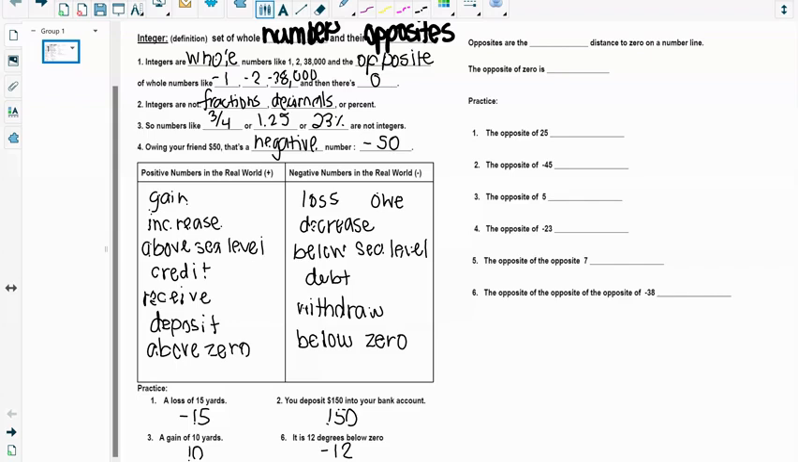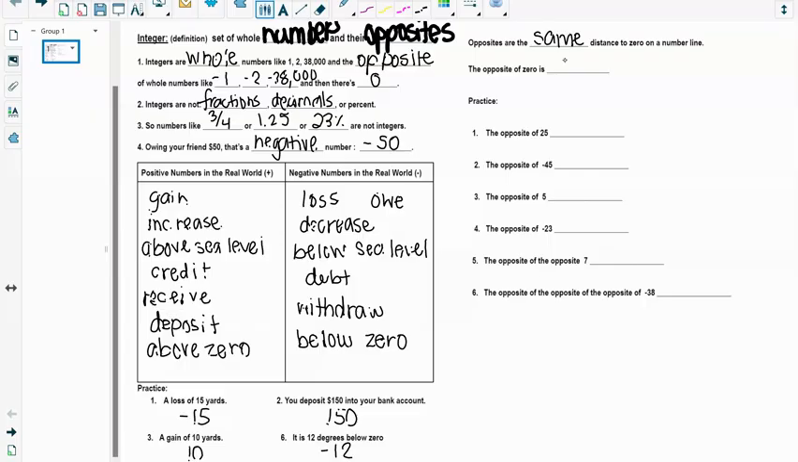All right, let's flip it over to the back and talk about opposites. We already talked about opposites because integers are a set of whole numbers and their opposites. The whole numbers are the positives, the opposites are the negatives, but you can have the opposite of a negative number as well, and that would turn it positive. Opposites are the same distance from zero on a number line. For example, 3 and negative 3. Those are both 3 spaces away from zero. One is going in the positive direction, one is going in the negative direction.